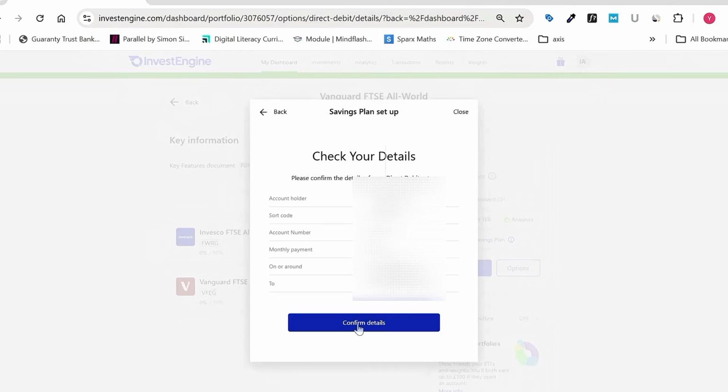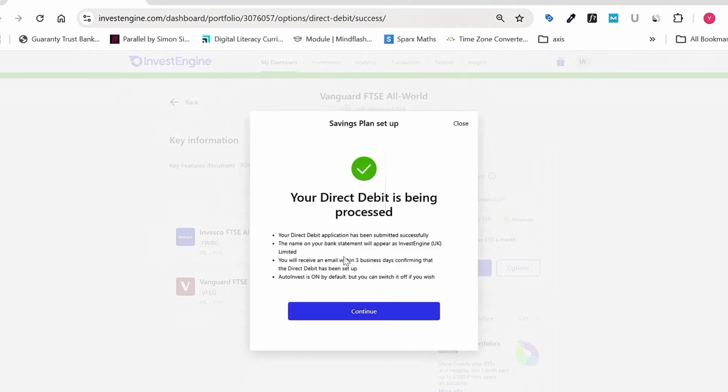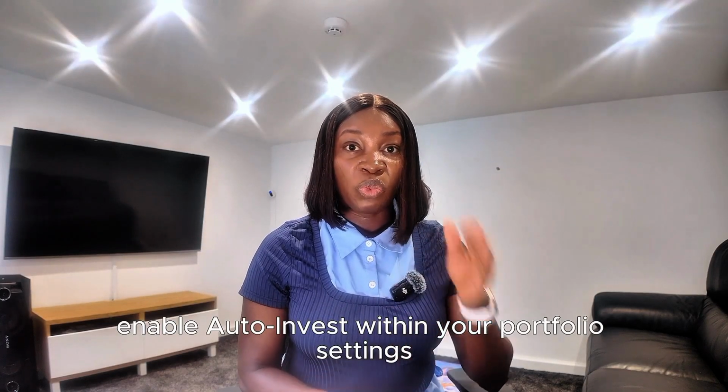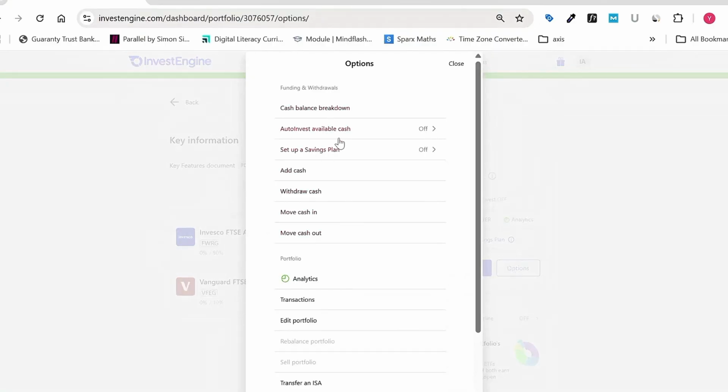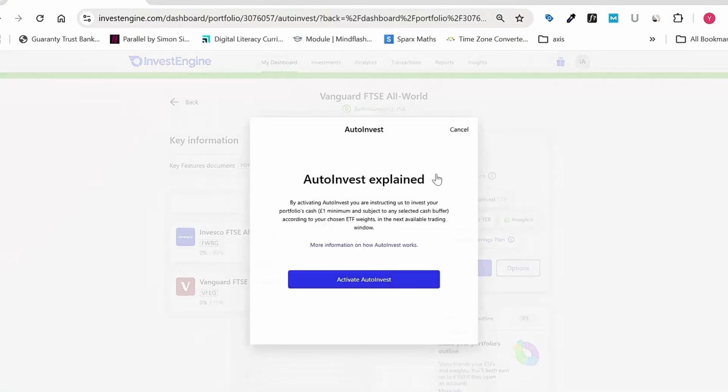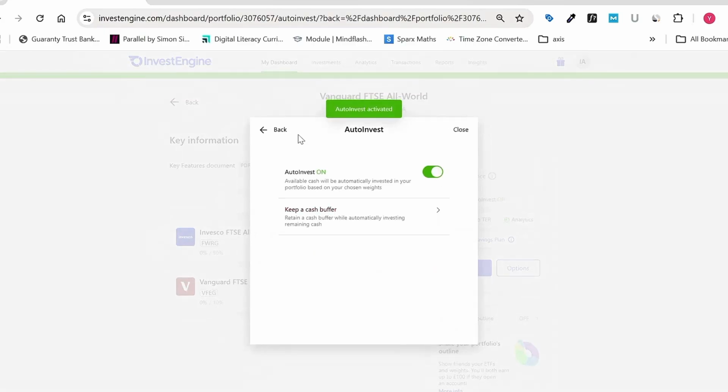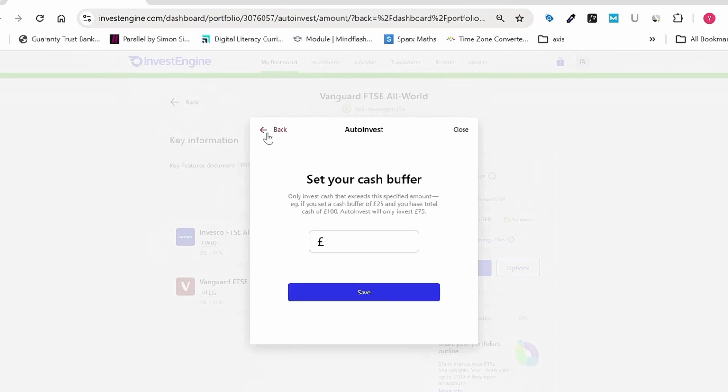And AutoInvest takes any cash sitting in your account and immediately invests it according to your portfolio allocation. Enable AutoInvest within your portfolio settings. Set your target allocation percentage. They must add up to 100%. InvestEngine handles the rest automatically. Savings plan moves money in. AutoInvest deploys it into your ETF.